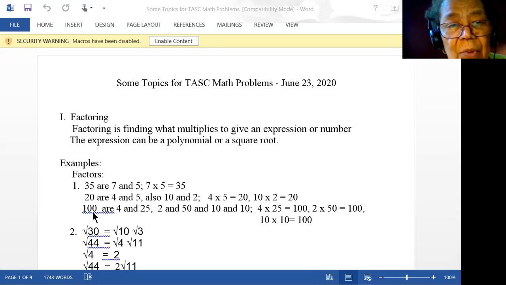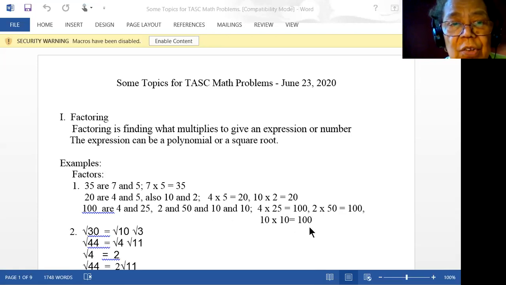Now look at the number 100. We listed multiples 4 and 25, 2 and 50, and 10 and 10. Each of those sets of numbers multiply to give 100. 4 times 25 is 100. 2 times 50 is 100. And 10 times 10 is 100.